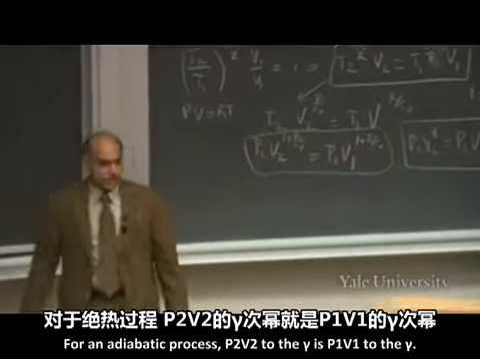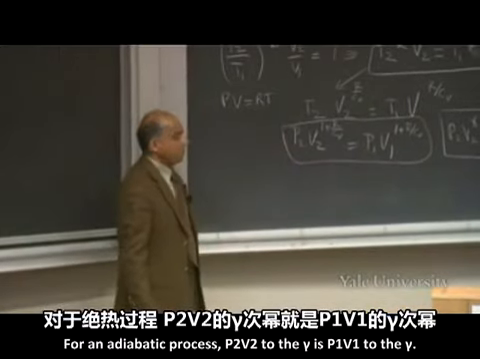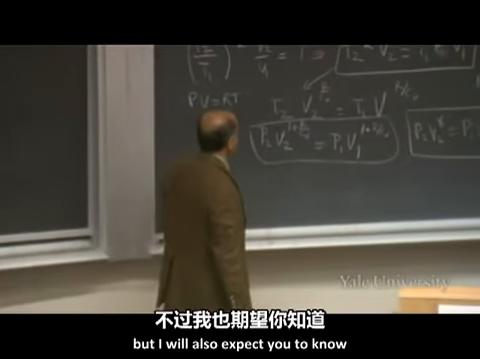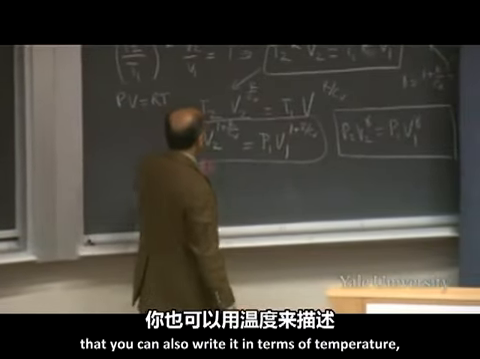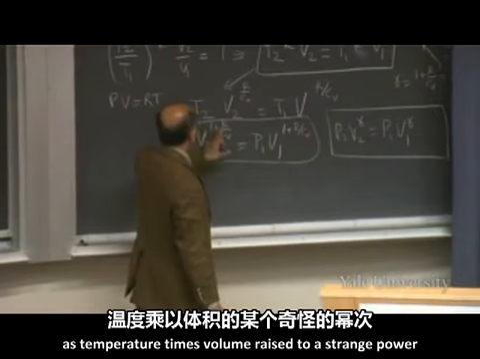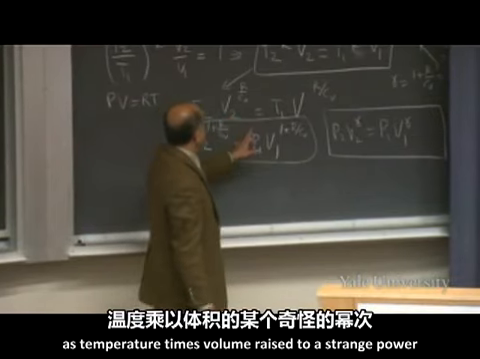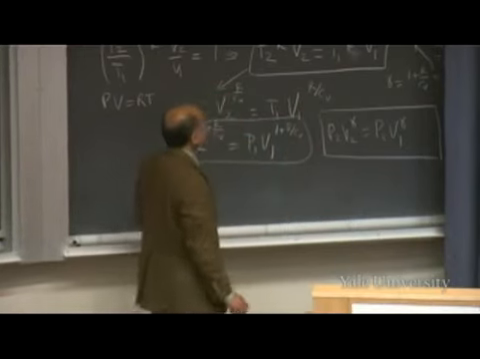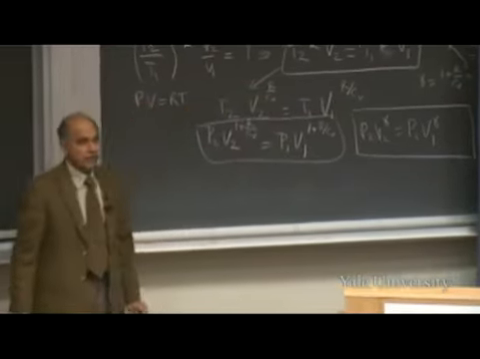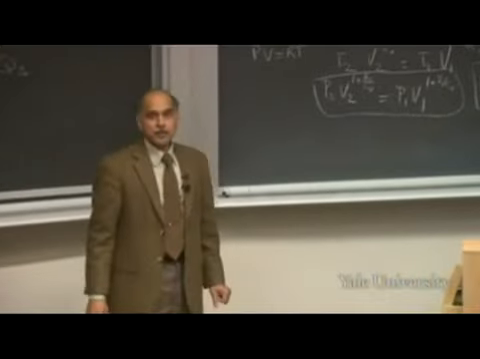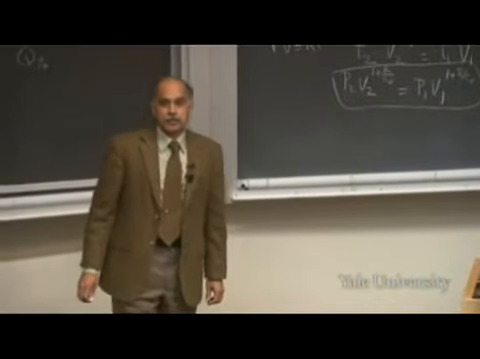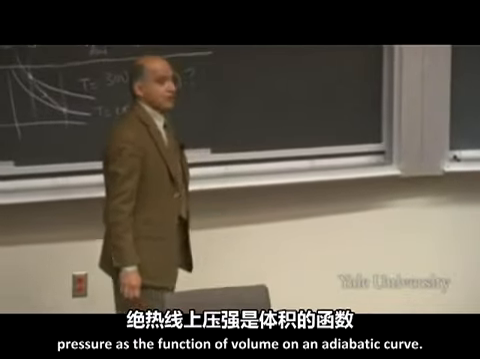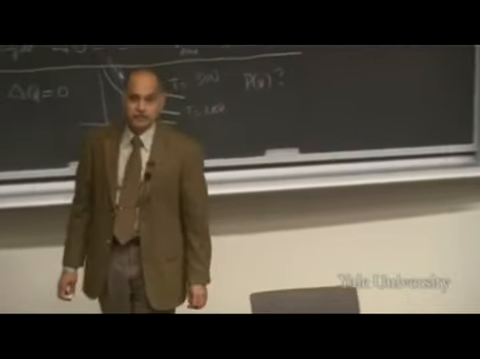For an adiabatic process, P2 V2 to the gamma is P1 V1 to the gamma. That's one way to write it. But I will also expect you to know that you can also write it in terms of temperature as temperature times volume raised to a strange power is equal to a constant before and after. Any questions? So what we have done is found pressure as a function of volume on an adiabatic curve.